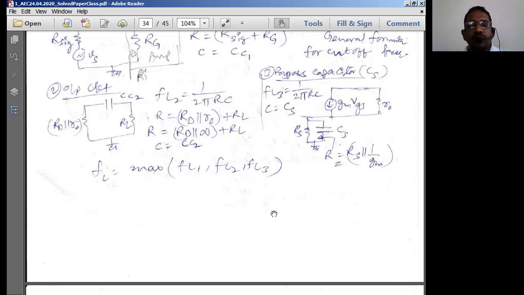And the last topic left over in this session is going to be transformer coupled multi-stage amplifier circuits. We'll try to discuss this topic today to end up unit number 1.